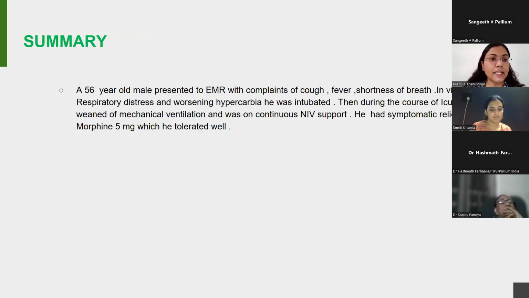To summarize my case, he was a 56-year-old gentleman. He presented to the EMR with complaints of cough, fever, and shortness of breath. In view of respiratory distress and worsening hypercarbia, he was intubated. During the course of ICU stay, he was weaned off mechanical ventilation and was on continuous NIV support. He had symptomatic relief with tablet morphine, which he tolerated well, with no adverse effects noted.